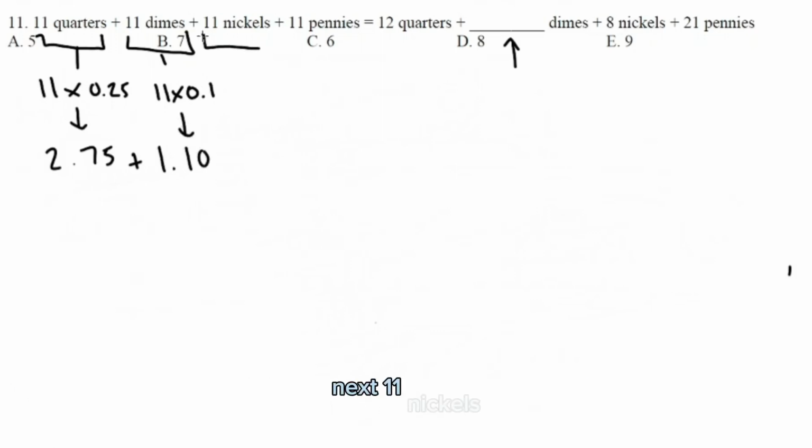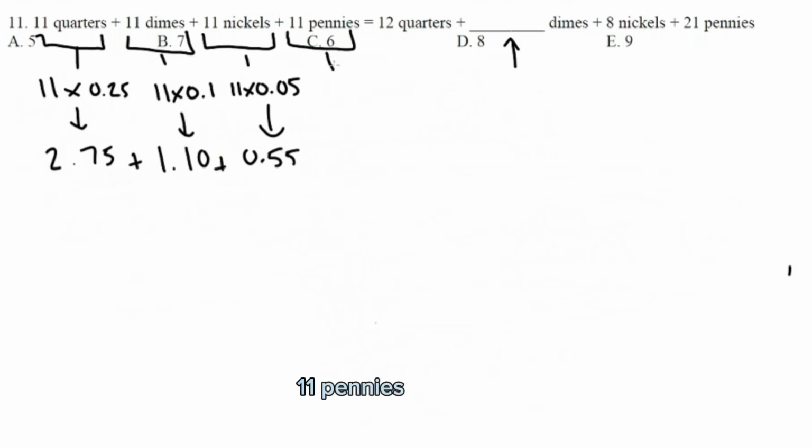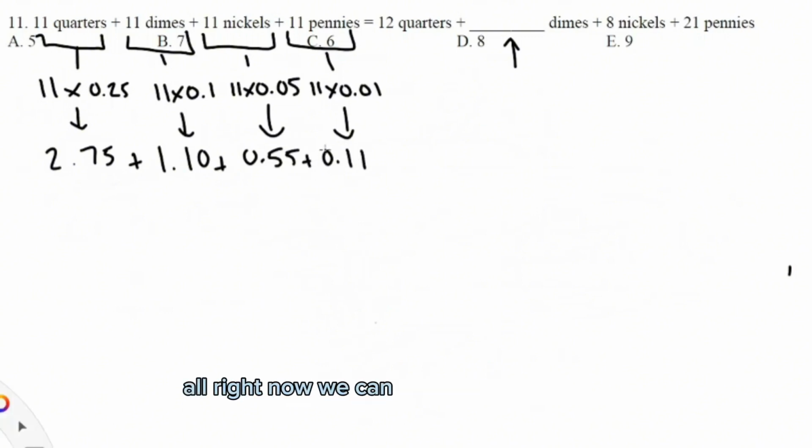Next, 11 nickels. 11 nickels is just 11 times 0.05. 11 times 0.05 is 0.55. Next, 11 pennies. 11 pennies is 11 times 0.01. 11 times 0.01 is just 0.11. Alright, now we can add all these together.